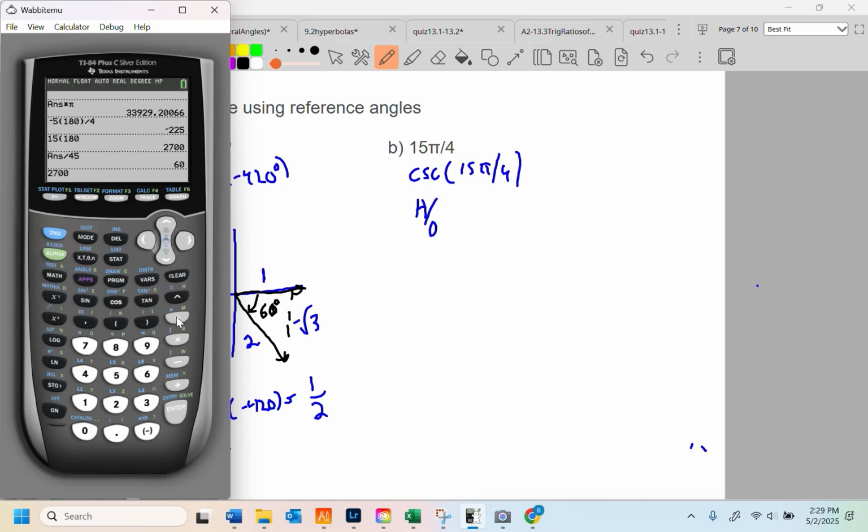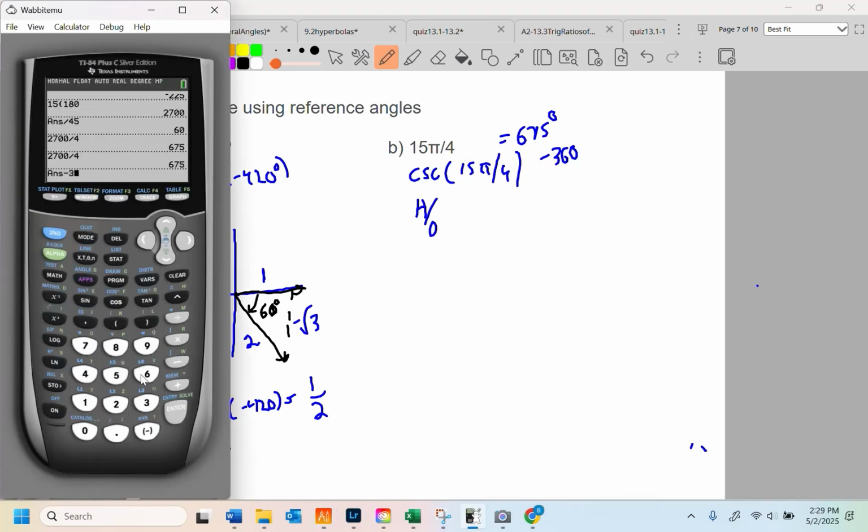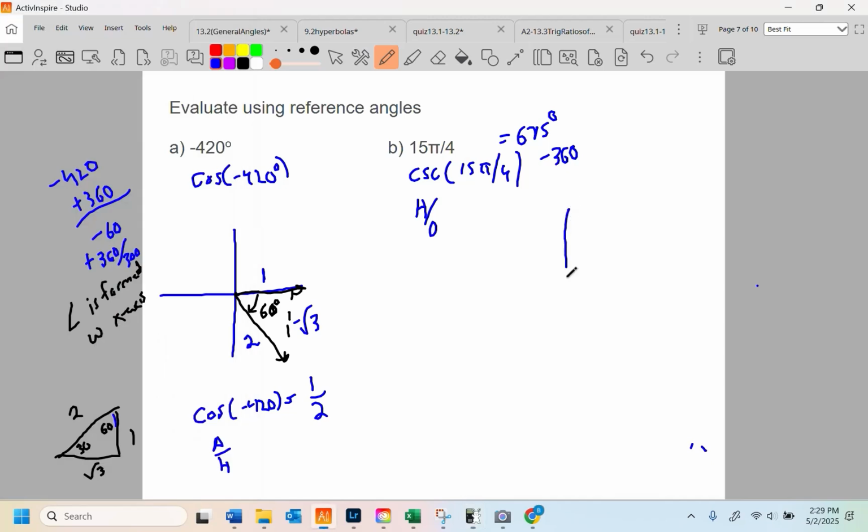It's divided by 4. It's a big angle. 2,700 divided by 4, Benjamin. 675 degrees. And I have no desire to graph 675 degrees. What I'm going to do is take away 360, and that's what I'm going to graph. I'm going to graph a 315 degree angle.